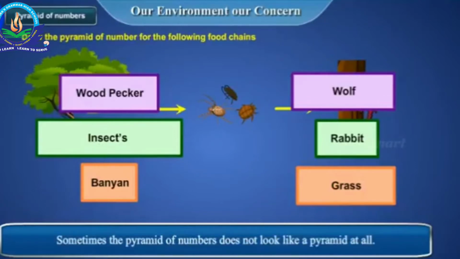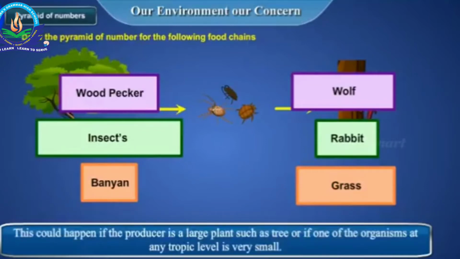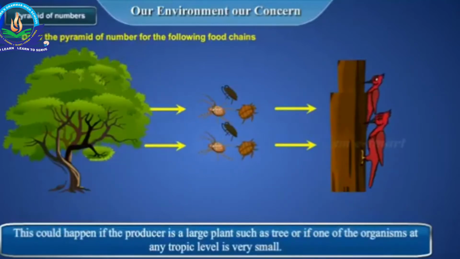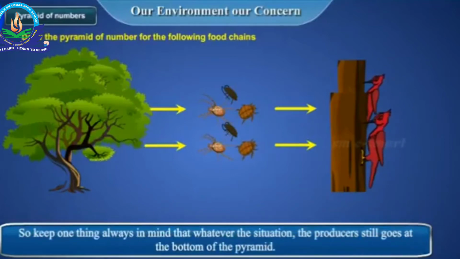Sometimes the pyramid of numbers does not look like a pyramid at all. This could happen if the producer is a large plant such as a tree, or if one of the organisms at any trophic level is very small. So, keep one thing always in mind, that whatever the situation, the producer still goes at the bottom of the pyramid.